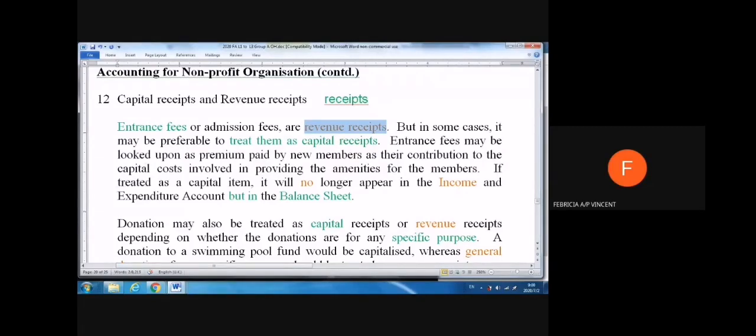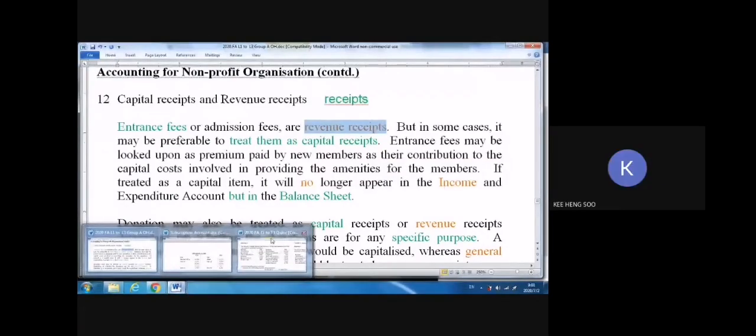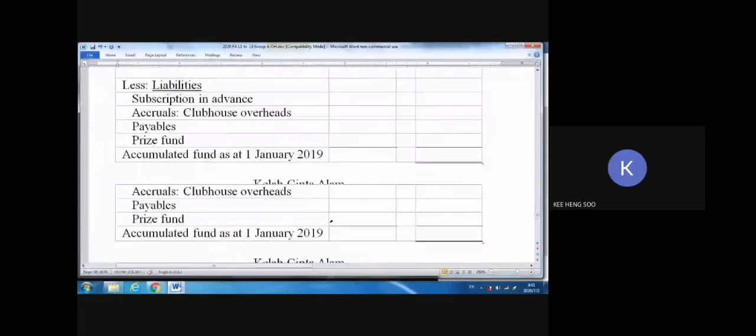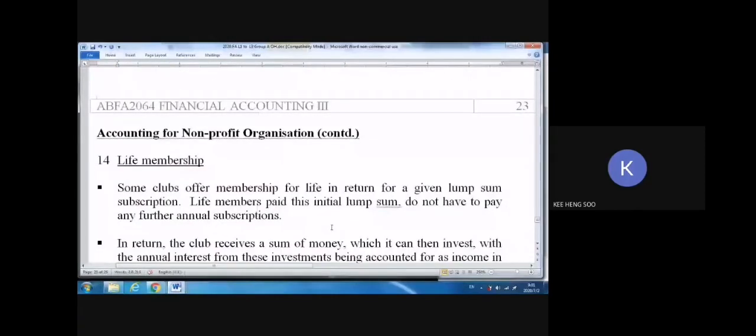Then sir, why do you say life membership fee is not income? Life membership fees, if you turn to page number 23, we will cover later on, the next hour. Life membership is also capital, because it pays for one whole life. The member only pays one time. Next year, next 2 years, next 10 years, next 50 years, you don't need to pay already. So that's why this money is also capital. Page 23, later on we are going to discuss.